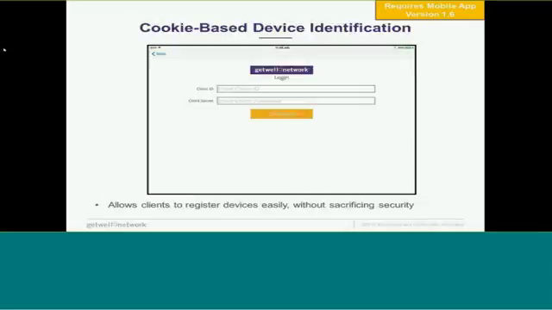And so cookie-based identification was born. Our cookie-based device identification is a streamlined process for device registration which allows for an easy process that doesn't sacrifice security. Upon installing any version of the GetWell Network mobile app, version 1.6 or higher, the app will automatically download a cookie, which allows the client to register the device by simply entering the appropriate client site ID and password.